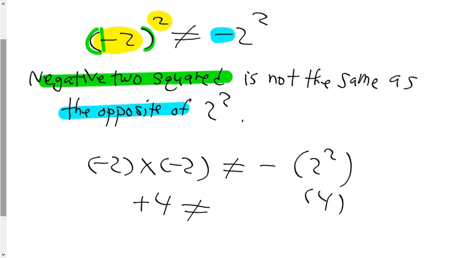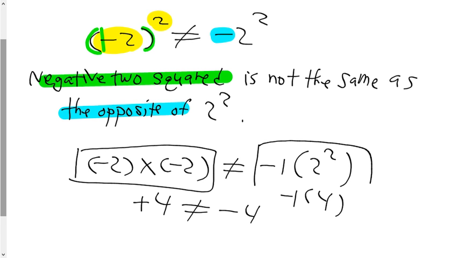Since 2 squared is 4, the opposite of that, you can also think of the opposite as being a negative 1 multiplier, because when you multiply numbers by negative 1, you will always create their opposite. So if I take 4 and multiply it by a negative 1, I actually get its opposite of negative 4. Okay? So basically, to recap, negative 2 squared is not the same as the opposite of 2 squared. Why? Because this is what negative 2 squared looks like, and this is what the opposite of 2 squared looks like. Okay? Any questions on that? Does it make sense? Okay.